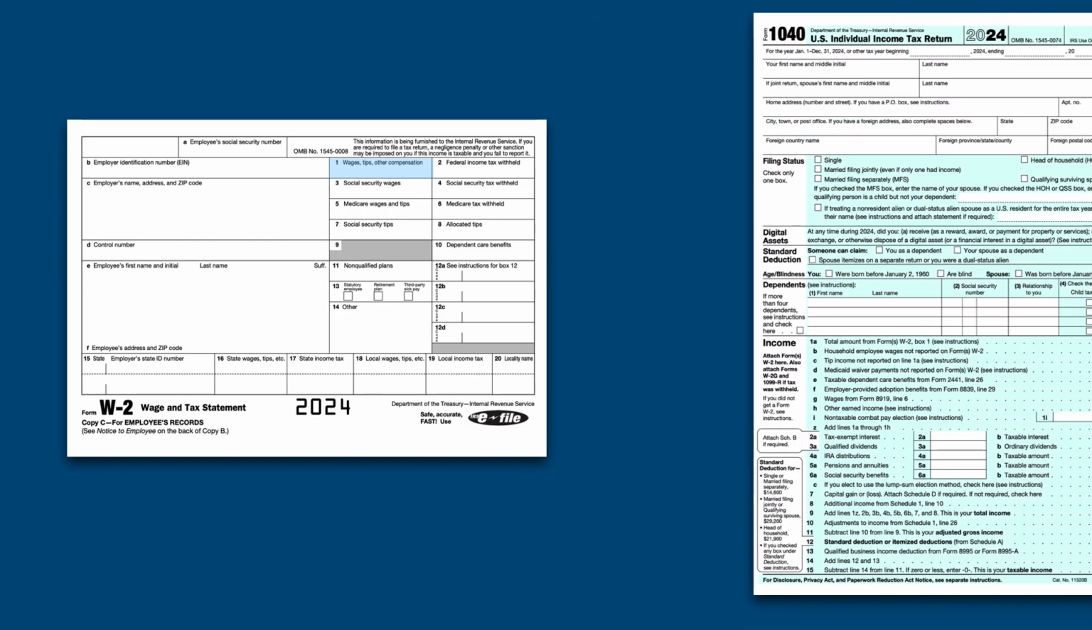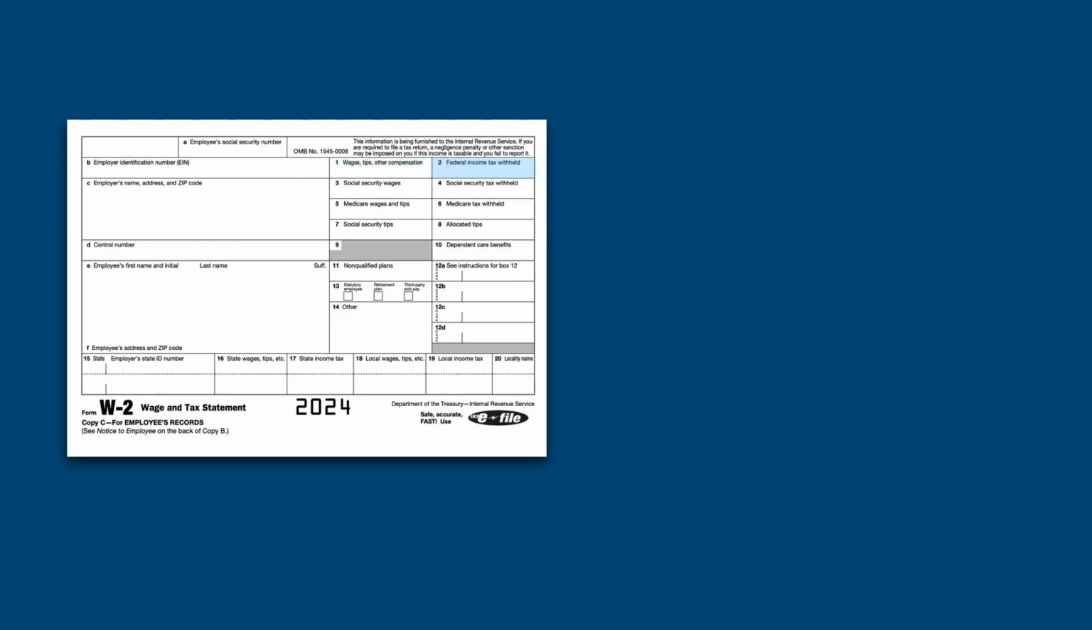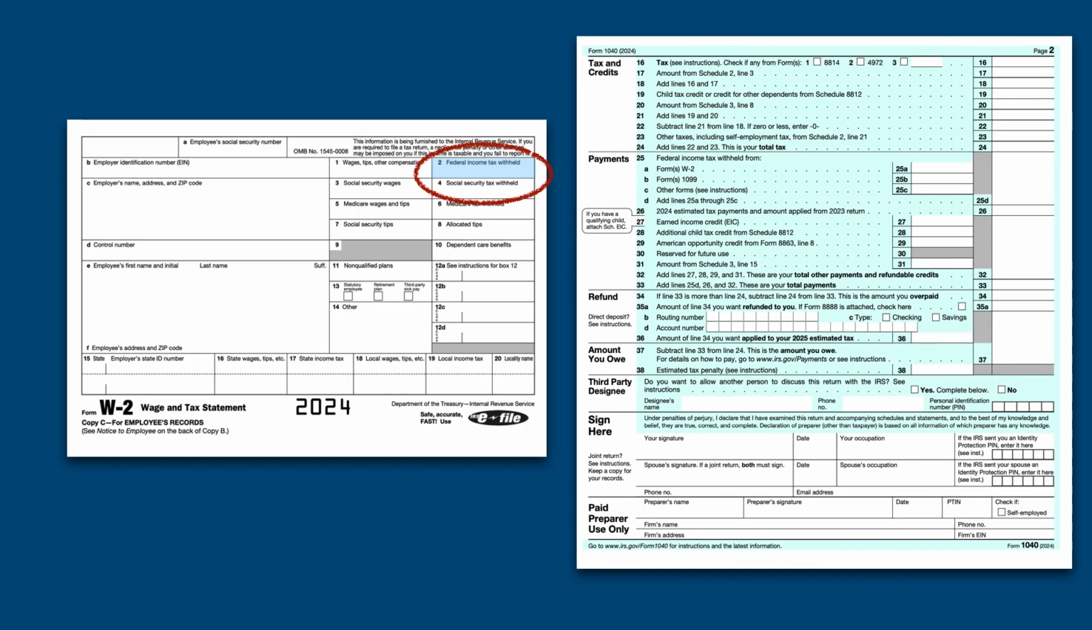These are your taxable wages, tips, and other compensation, and it is placed on line 1A. Box 2 is your federal income tax withheld on these wages. This is entered on line 25A on page 2.